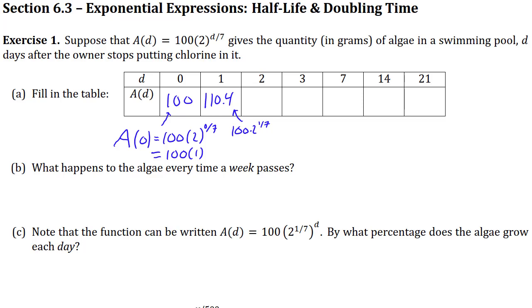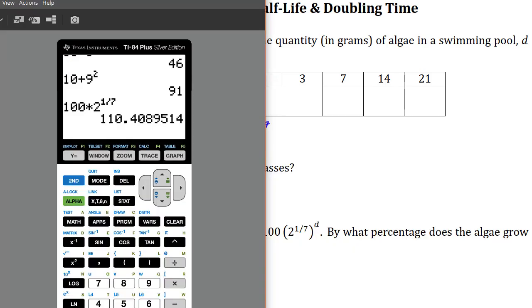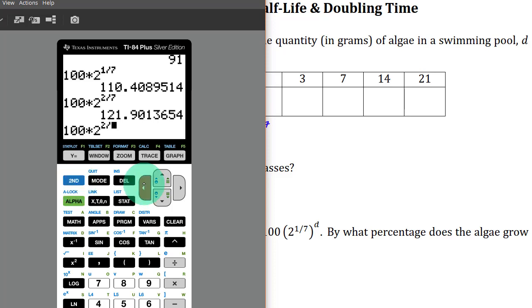Okay, so for the rest of these, we're going to need a calculator. We're going to do 100 times 2 to the power 2/7. I'm also just going to hit the second enter button to bring up the previous thing so I can change it quickly.